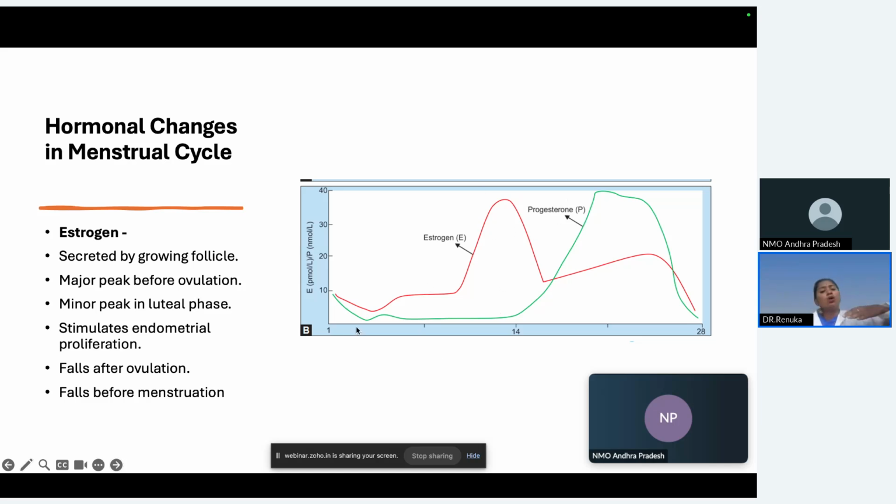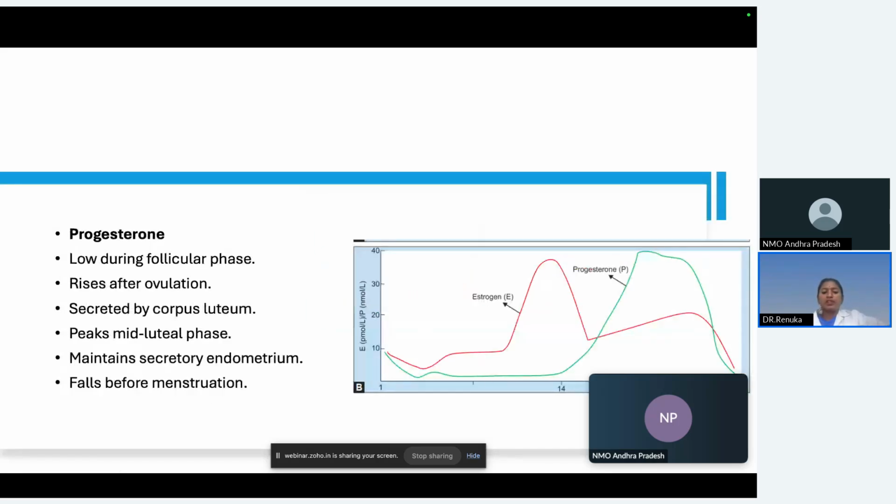Progesterone throughout the follicular phase is low. After ovulation, progesterone peaks, and then again it comes back to normal. What is the function of progesterone? It maintains the secretory endometrium. Who is producing progesterone? The corpus luteum is producing progesterone.